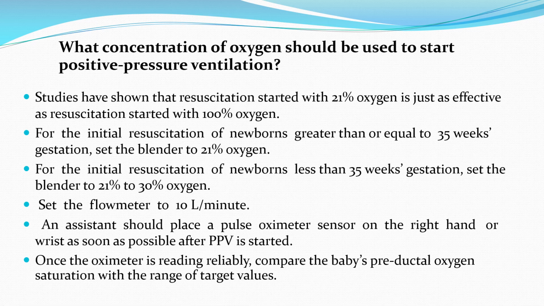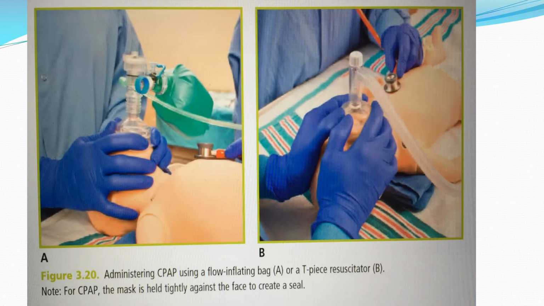The assistant should place the pulse oximeter sensor on the right hand or wrist as soon as possible after PPV is started. Once the oximeter is reading reliably, compare the baby's preductal oxygen saturation with the range of target values on the table we mentioned already. And this is administering CPAP using a flow inflating bag.